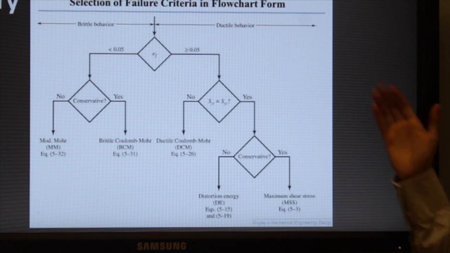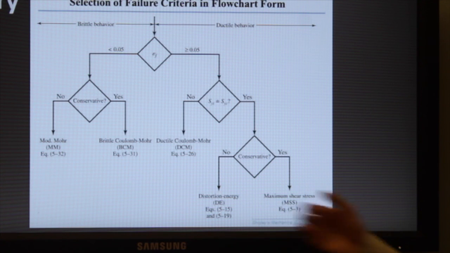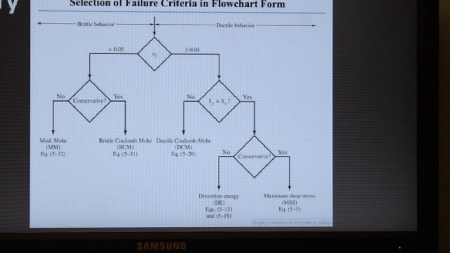Then when we go over to the ductile behavior, we need to take into consideration if the tensile and the compressive strengths are equal or opposite. If they are not, we can go over to the ductile Coulomb-Mohr. And if they are, we then need to take into consideration how conservative we need this to be. If it doesn't need to be really conservative, we can go over to distortion energy. And if it needs to be really conservative, we can go over to the maximum shear stress failure theory.